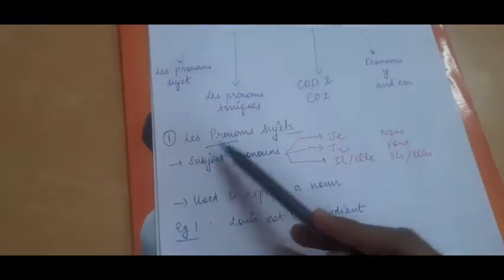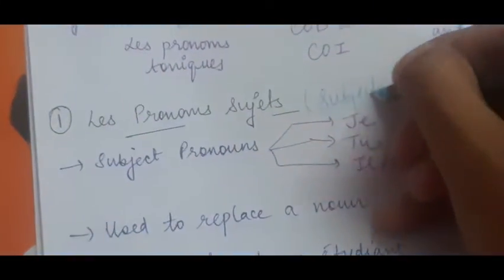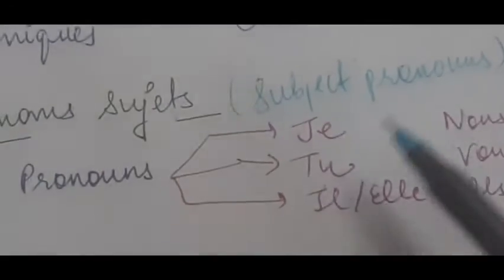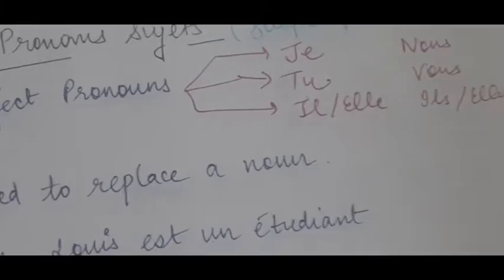The first is les pronoms sujets. So les pronoms sujets basically mean the subject pronouns, which are the easiest, I suppose. Subject pronouns are je, tu, il, elle, nous, vous, ils, elles, and they're used to replace a noun.